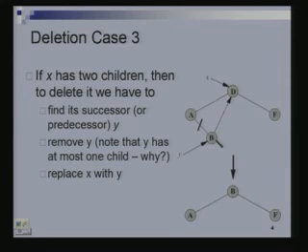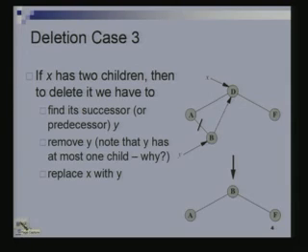At most one. It can have one. B can have a left child. Nothing prevents b from having a left child, right?